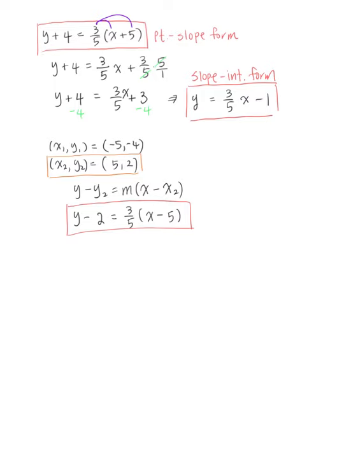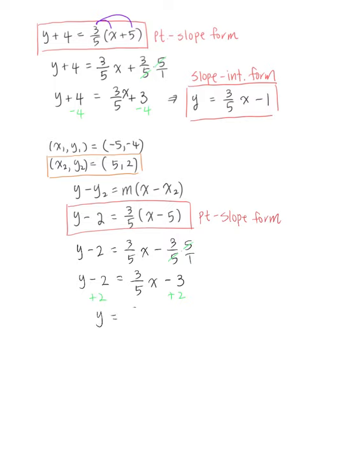Now let's make this into slope intercept form by solving for y. So I'm going to go y minus 2 equals, I'm going to distribute the 3 over 5 to each term again. You're going to have a minus 3 over 5 times 5, which is the same thing as 5 over 1. So you're going to have y minus 2 equals 3 over 5x, and then I can cancel out the 5s again. So we're going to have minus 3. Now I'm going to add 2 to both sides. Then what do we get? We're going to have y equals 3 over 5x and then minus 1.